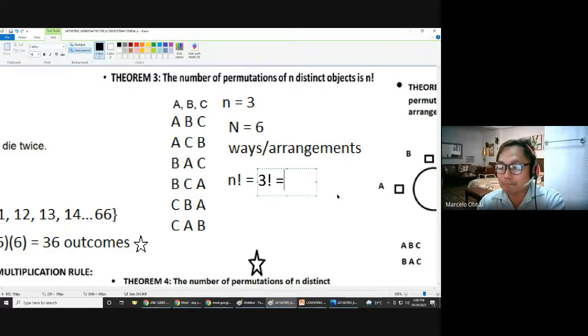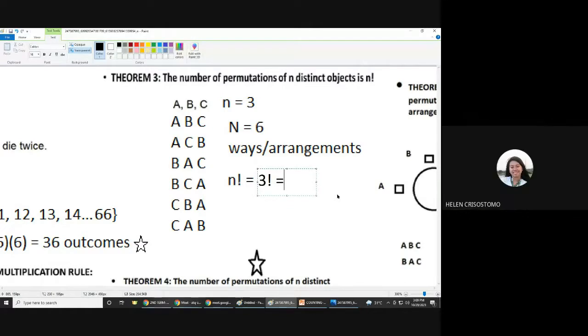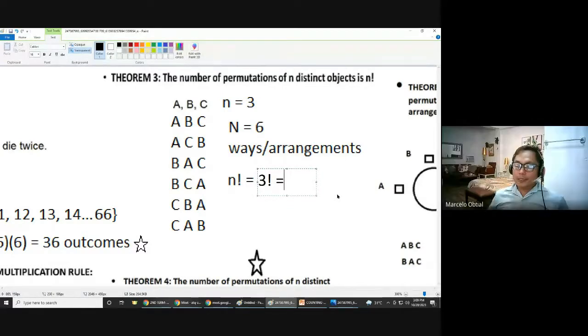Ilang later, mahirap na lang siya i-manual, no? So, if we'll do that manually, Helen, that is 3 times 2 times 1. That will give you ilan? 6, sir. 6. Using the shortcut method sa calculator, 3 then press factorial. Yung may exclamation na symbol class, paki-check daw niyan.